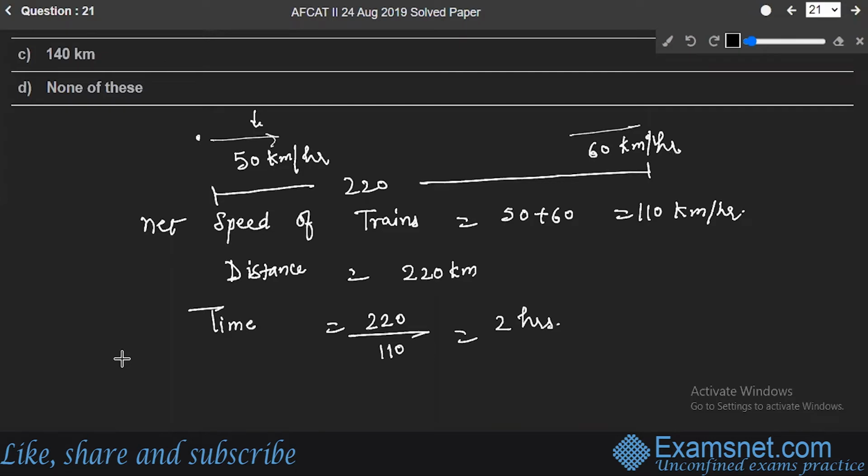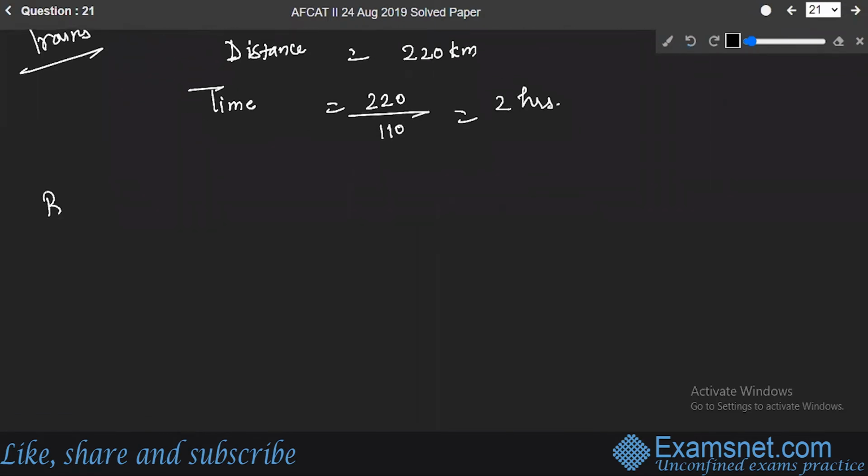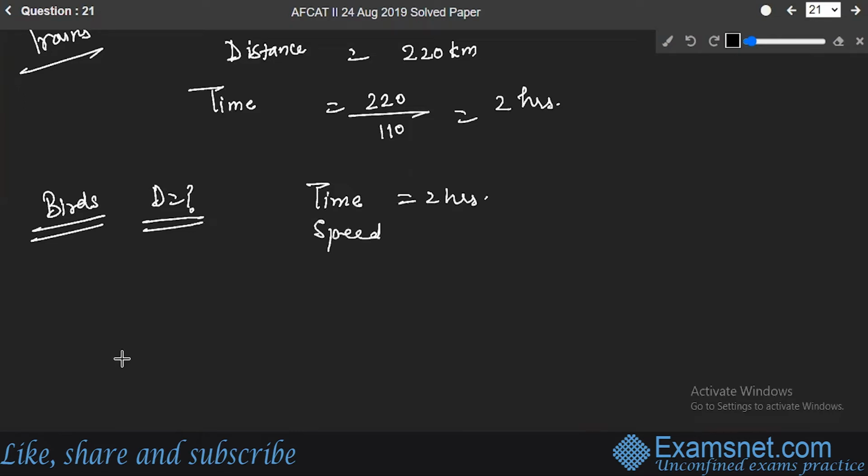Right. Now, what was the distance traveled in these 2 hours? See, this is for the trains. Now, let's talk about the birds. You simply have to calculate the distance covered by the bird in 2 hours. You know the speed of the bird is 80 kilometers per hour. So the distance will be 80 into 2, that is equal to 160 kilometers. So this is your answer.